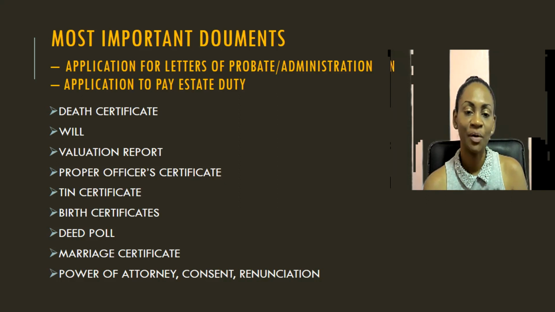Also, you have to have the oath. The oath is usually prepared by the attorney's office and it goes with the application for letters of probate or administration. But GRA doesn't require the complete application. They have their own application process. So the only document would be the covering page to say there's an application to the High Court. They take all the other documents, with the oaths coming from this application, and then they process their documents together with all the forms that they want.